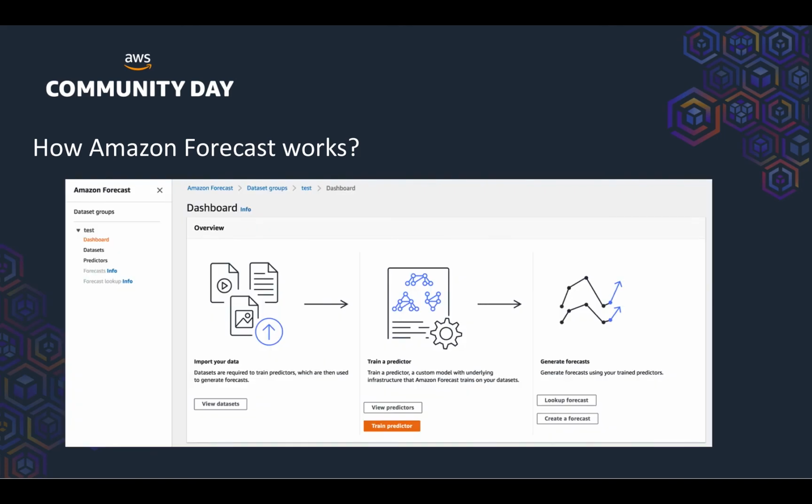Then you will find this page. You are able to review the details of the input data, start training and forecasting, then review the result in the console, or export the result as a CSV file, etc. Then that's it. It's fairly simple to use.